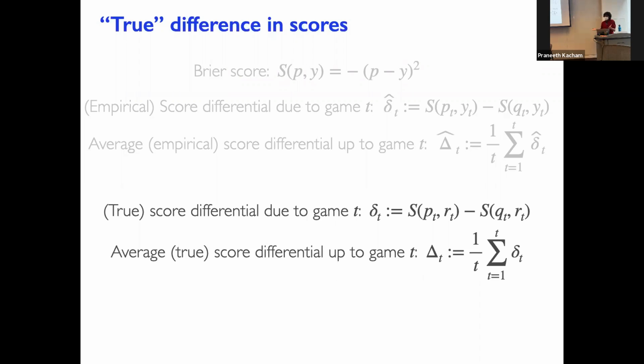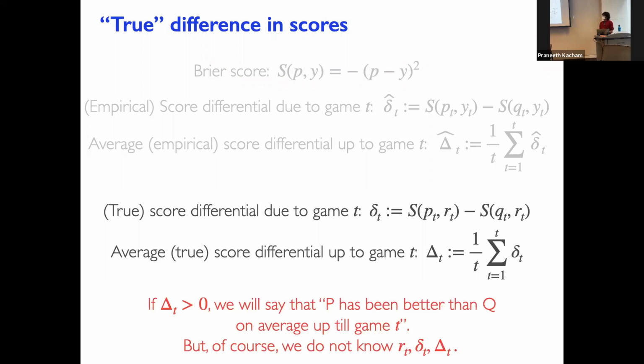I don't know what RT is. So I don't know what delta T is. And I don't know what capital delta T is. I don't know what these quantities are. But these quantities are at least now non-stochastic in the sense that maybe delta hat T might change on different realizations, or if the coin came up differently and so on. But little delta T and capital delta T, they don't change. They're well defined in this larger hypothetical game. They're well defined objects.